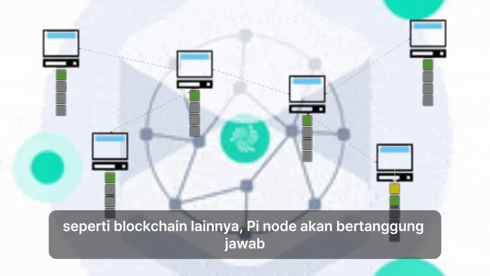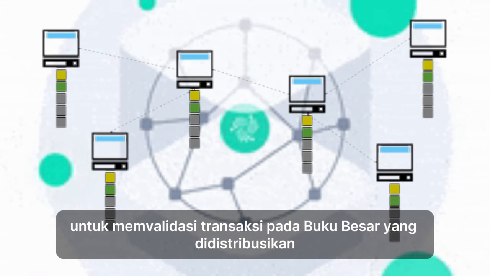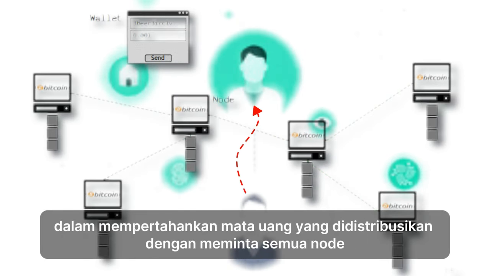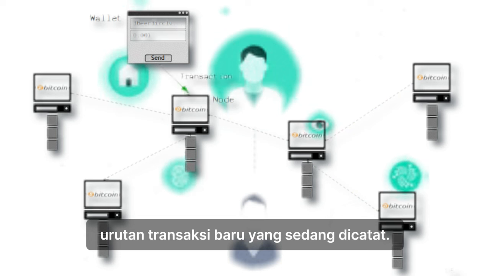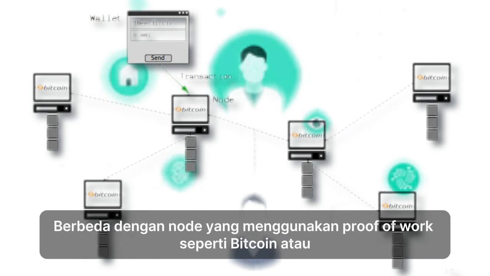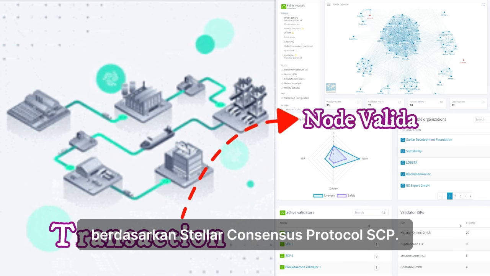Like other blockchains, Pi nodes will be responsible for validating transactions on a distributed ledger and resolving the challenges in maintaining a distributed currency by having all nodes come to a consensus on the order of new transactions that are being recorded. Unlike nodes that use proof of work such as Bitcoin or Ethereum, Pi node uses a different consensus algorithm based on the Stellar Consensus Protocol, SCP.